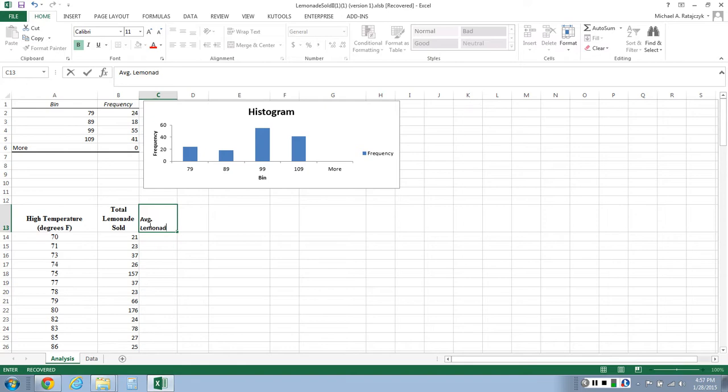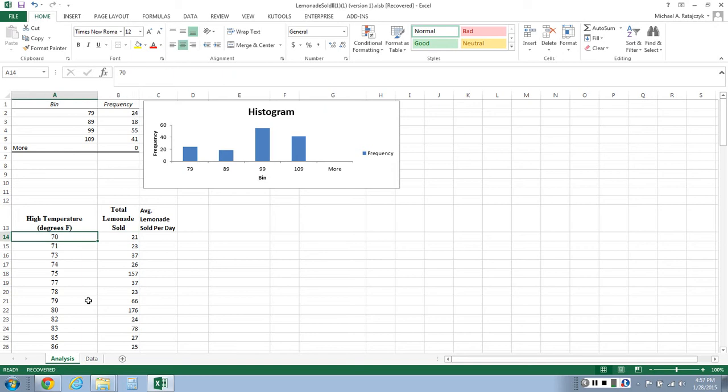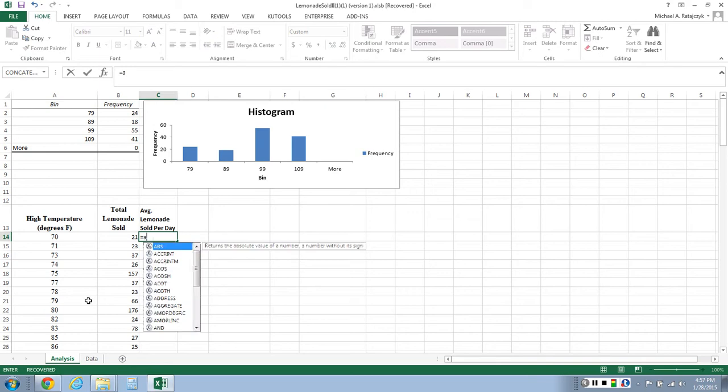Lemonade sold per day. That's what we want here. So we're going to say every 70-degree day, we're going to take the average of what's sold. So we know the total sold is 21. How many days are 70? Okay, that's part of the average calculation. It takes all the days that are 70, adds up all the quantity sold, and then divides by the number of days. Okay, average. So we're going to use the average if.